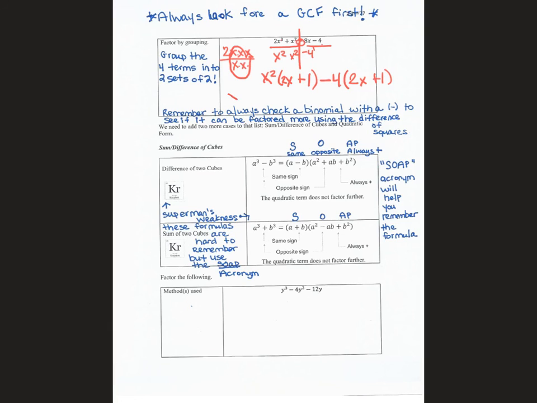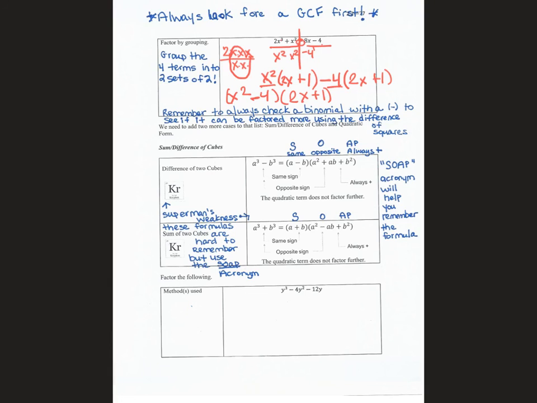So I'll write my first factor down as x squared minus 4, my 2 greatest common factors. And then my last factor is 2x plus 1. Well, again, I have a binomial that has 2 terms. There's a minus sign in between. So right here I've written in blue for you, remember to always check a binomial with a minus sign to see if it can be factored more using the difference of squares again.